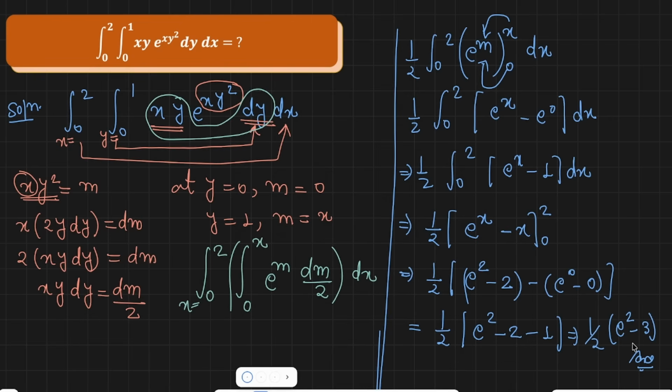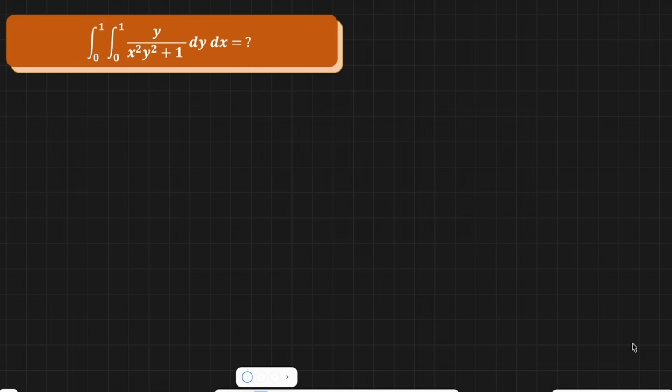Okay, so these all are the constant limit questions. Now come to this question. Now how to solve this question? In this question also, whenever any complicated expression is there, you simply take that as your dummy variable. Okay, so here your integral is 0 to 1, 0 to 1.